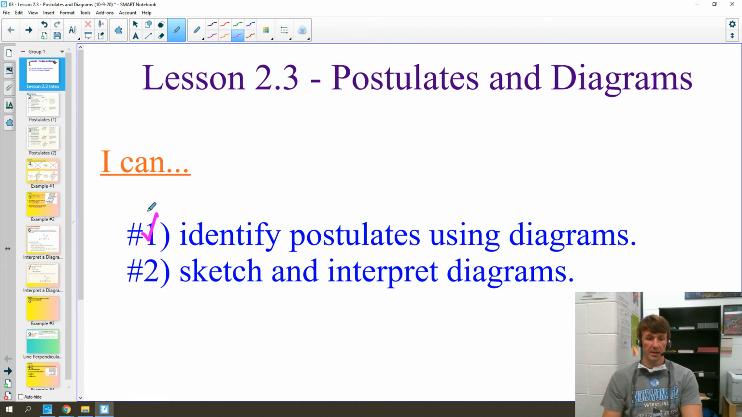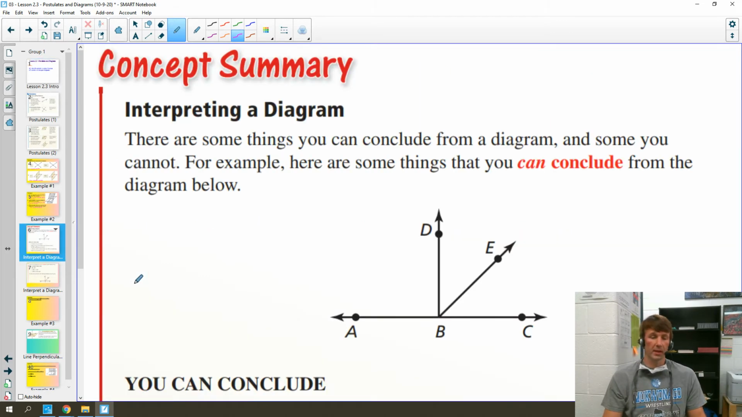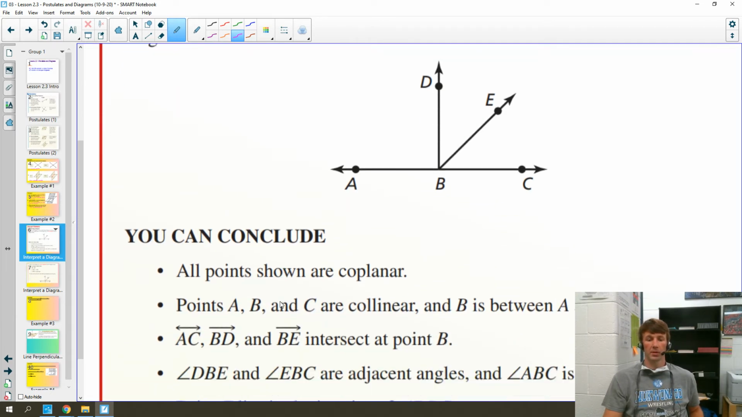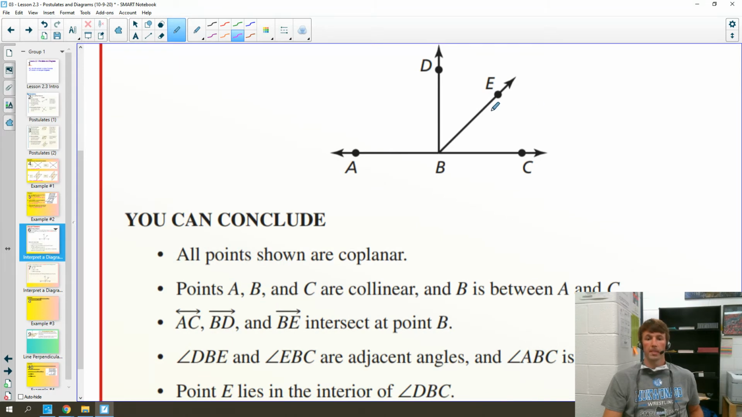The second part of the lesson now is sketch and interpret diagrams. Okay, so let's just run through real quick here. Not a lot to add to our notes. I think the way we've been doing things all year is going to kind of set this up here where we don't have to really add a lot. When we look at a figure, there's definitely some things that we can always conclude, that everything that we're seeing.